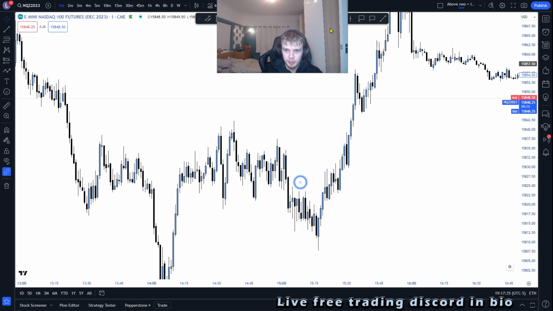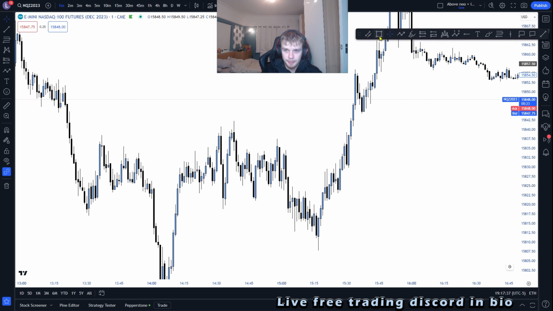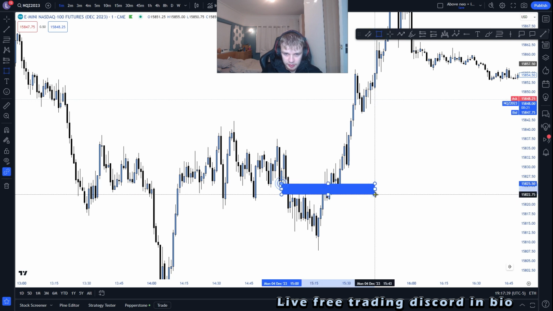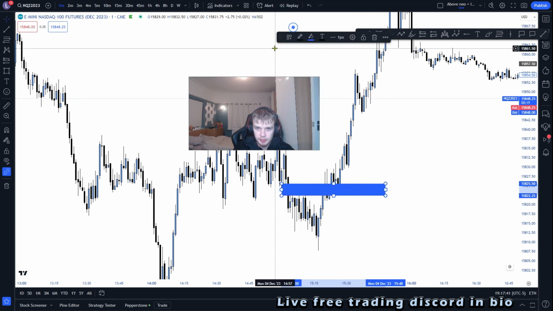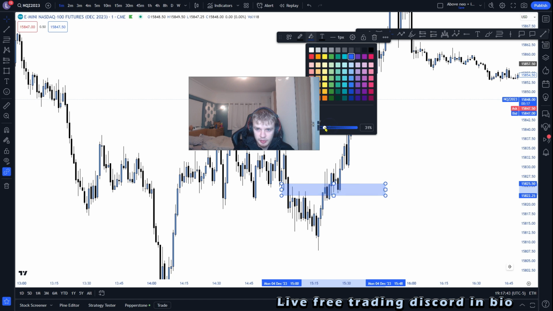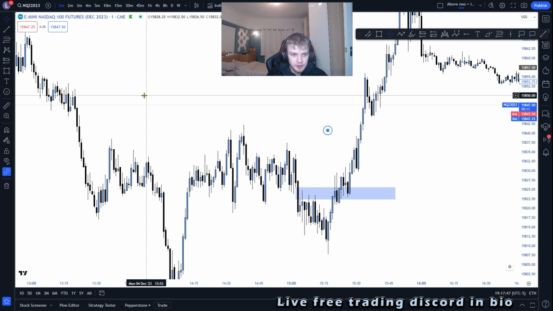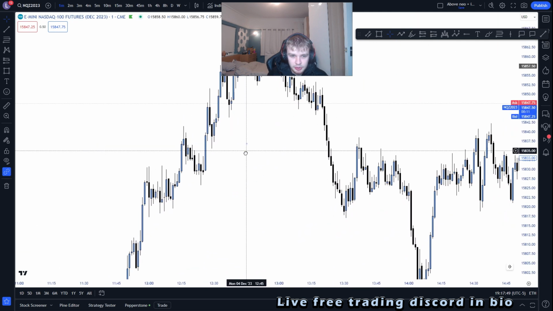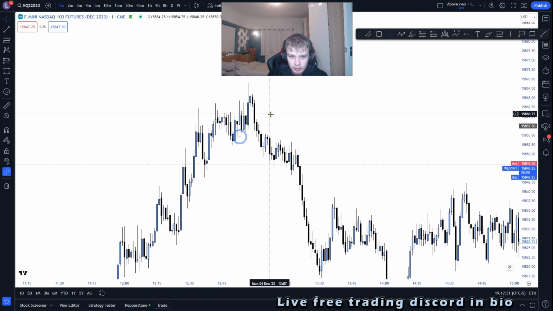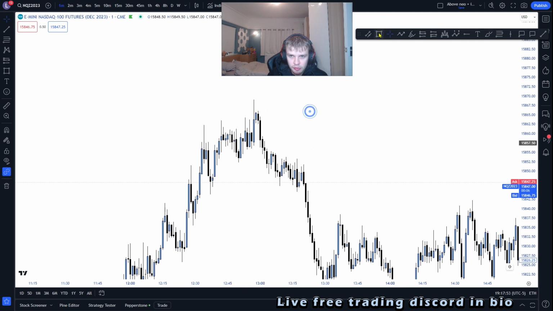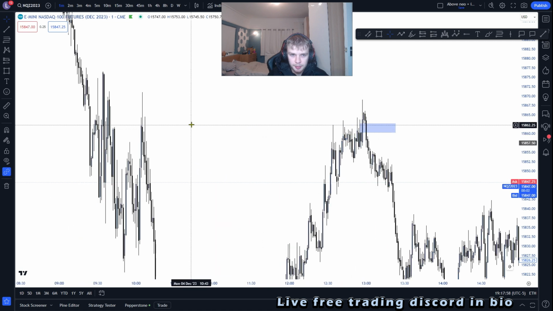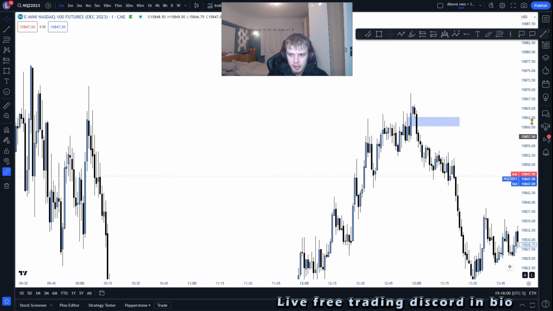The first setup would be right here, this inversion fair value gap here. Let me just make that lighter for you. And the second inversion fair value gap setup I would have taken would have been right here.